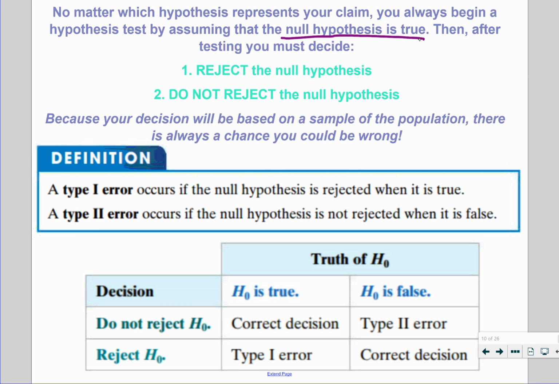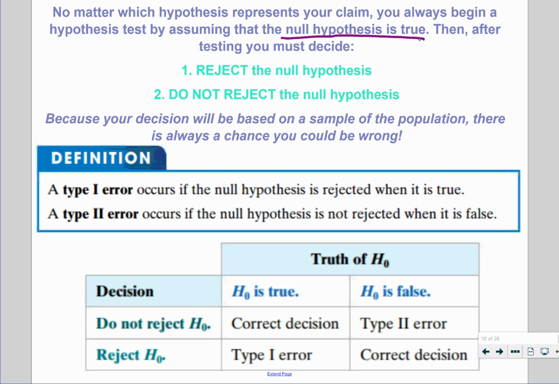All right, because your decision is always going to be based on a sample, not the actual population, there is always a possibility that you will be wrong with whatever decision you make. And that will cause either what we call a type 1 or a type 2 error. So the first part of our lesson today, we're going to focus on what a type 1 and type 2 error are.